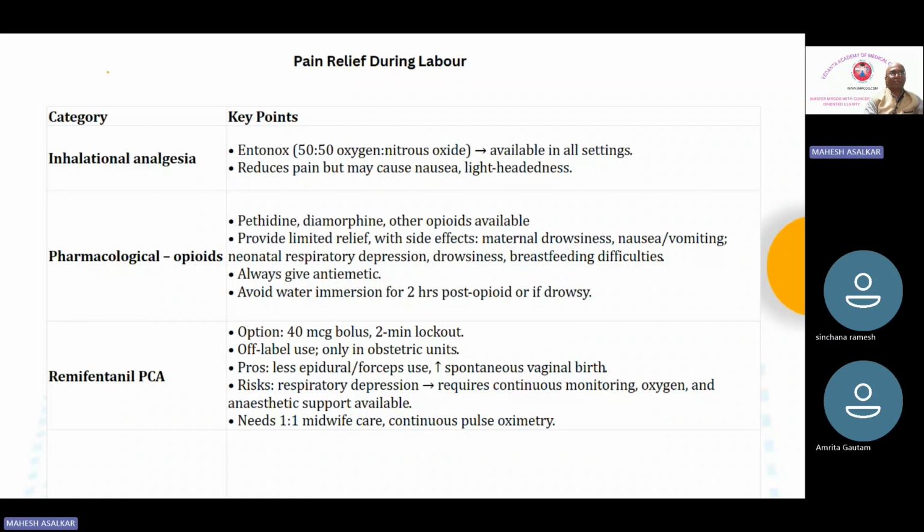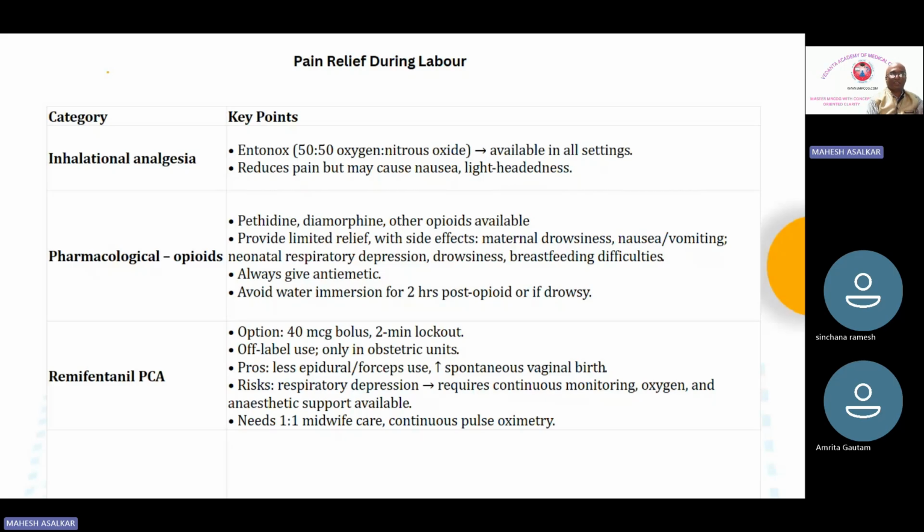Now coming to pain relief during labor. You have inhalational analgesia, pharmacological agents, mostly opioids, and the last one is remifentanil patient-controlled analgesia. Inhalational analgesia such as Entonox, that is 50:50 oxygen and nitrous oxide, is available in all settings. This device is very easy to use, so even a midwife unit has Entonox. It reduces the pain but may cause nausea and lightheadedness.